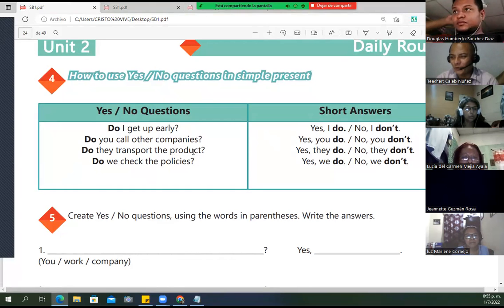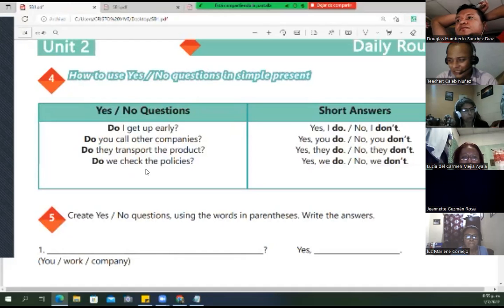Do they transport the product? Yes, they do. No, they don't. Okay, and the last one. Do we check the policies? Revisamos nosotros. Do we check? Recuerden que el do lo vamos a usar con I, con you, con we y con they. A excepción de las terceras personas. He, she, it. Right? Okay.